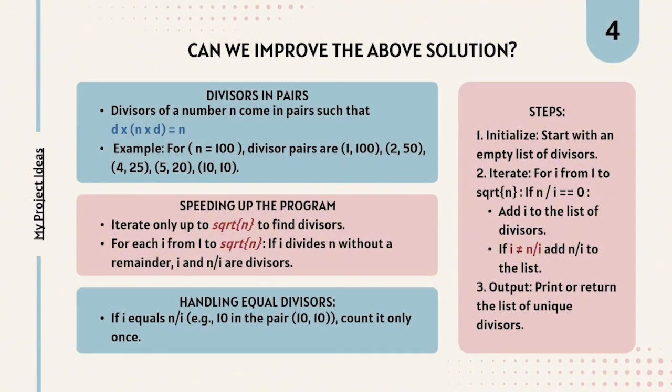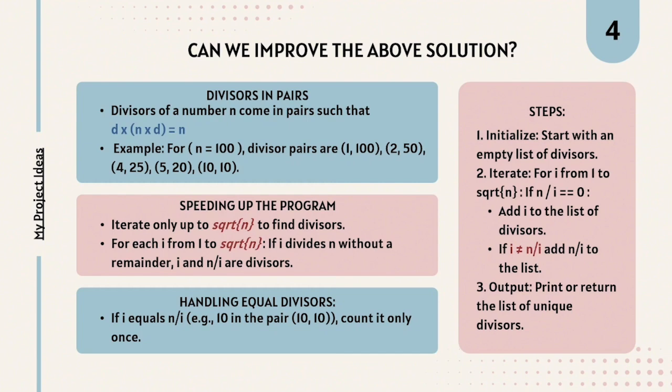So, the divisors in pairs. The divisors of a number n always come in pairs. Like for 100, the divisor pairs are 1 and 100, 2 and 50, 4 and 25, 5 and 20, and 10 and 10. So if you multiply these pairs, you will get the number whose divisors you are going to find. How do we speed up the program?